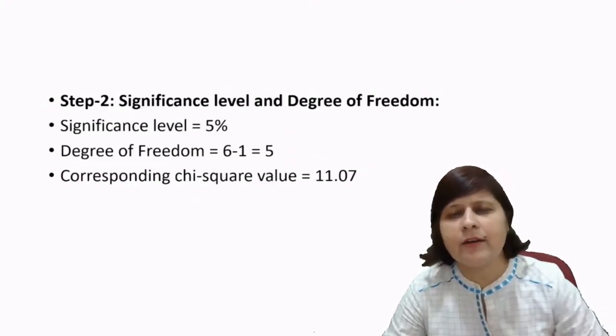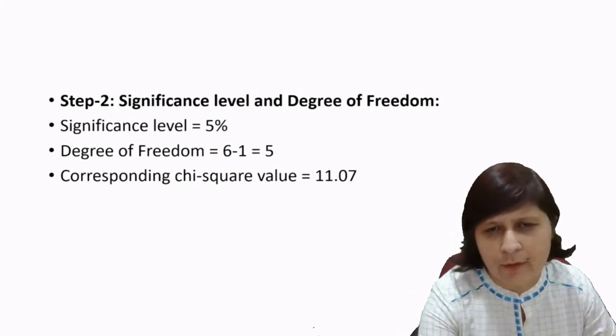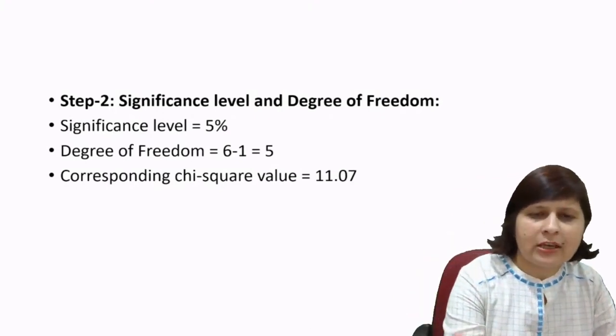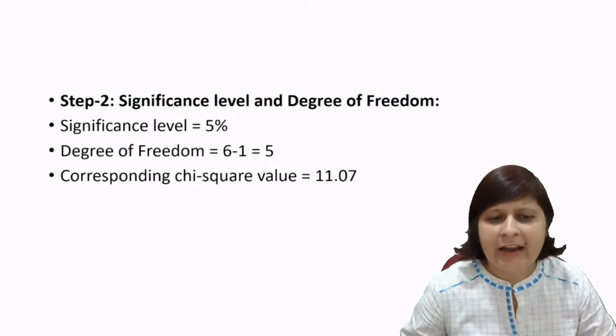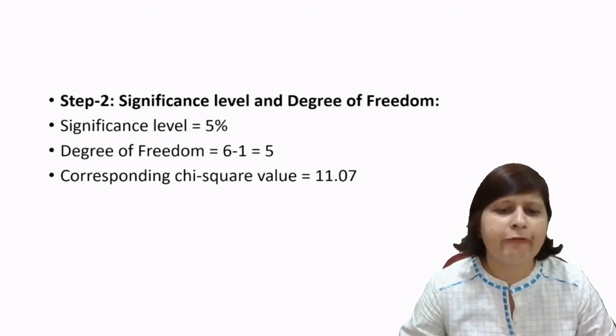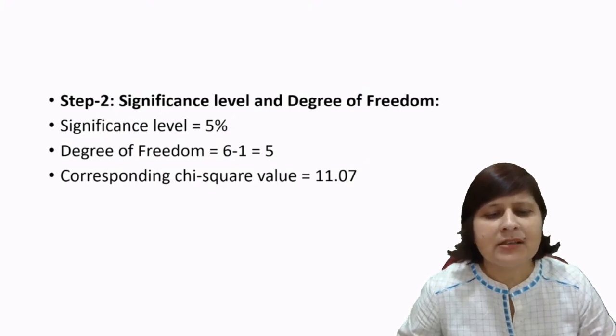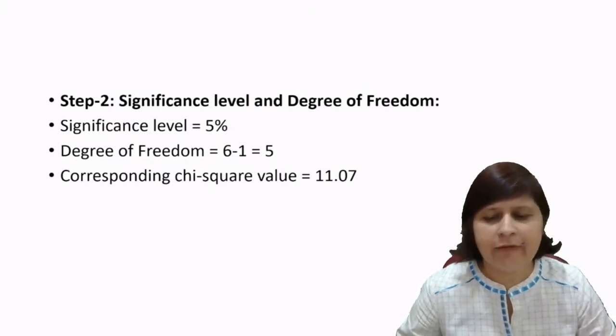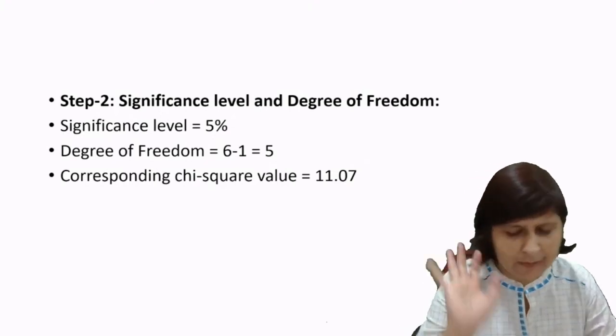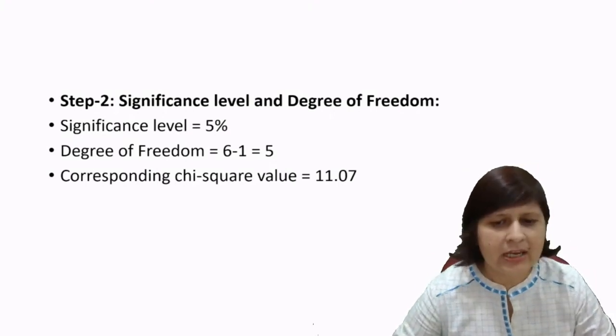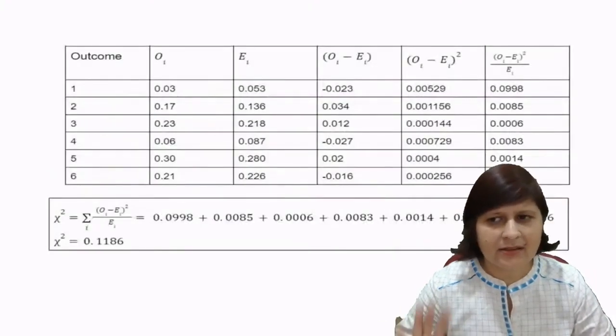The corresponding chi-square value is 11.07. I have written it there. You have to check it in a chi-square table at 95% confidence level or 5% significance level. The chi-square value at degree of freedom 5 is 11.07. I mentioned it here. Otherwise, you can check it from the chi-square table.